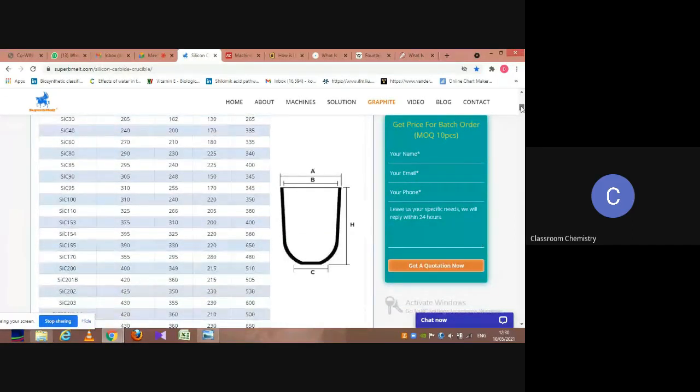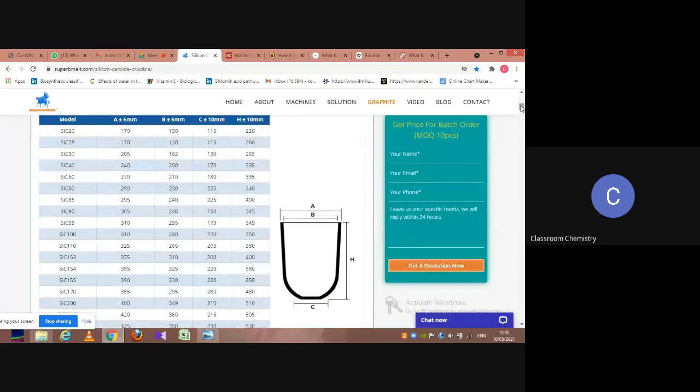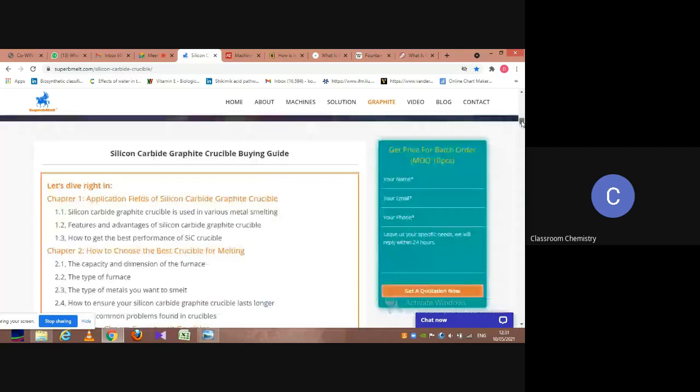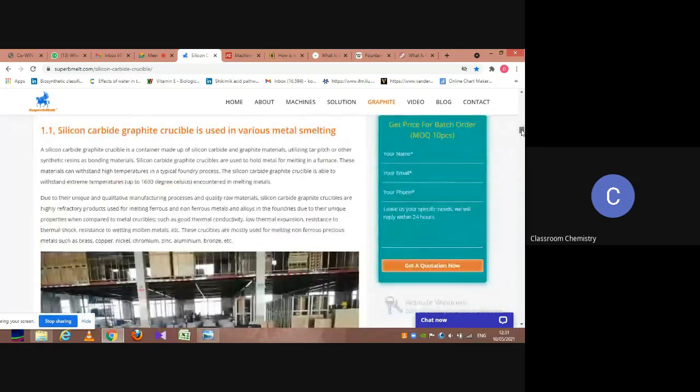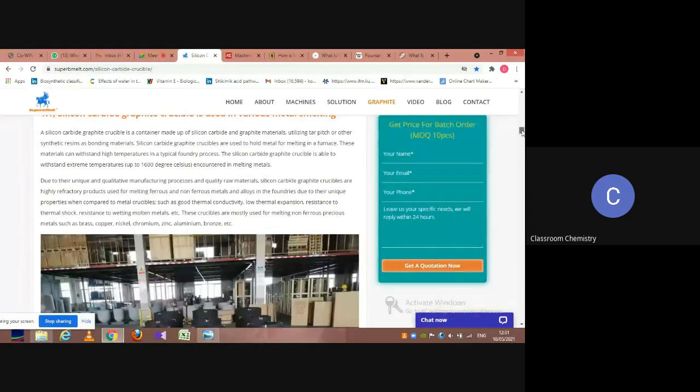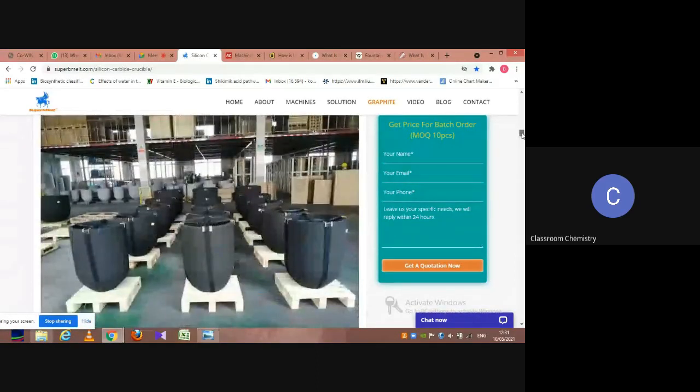You can see that we can prepare and manufacture different sizes of the crucible. Here you can see the height, inner diameter, outer diameter, and base. Okay, so according to our requirement, we can prepare different sizes of the crucible. Now this is the application of the silicon carbide crucible, which we have just discussed, and its properties are explained. Here you can see the different silicon carbide crucibles.